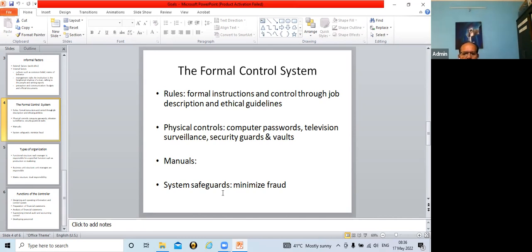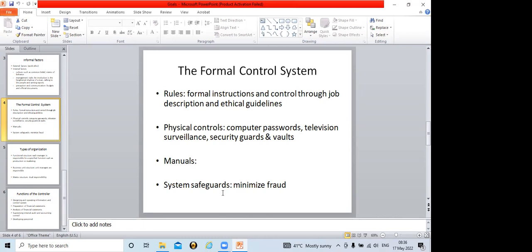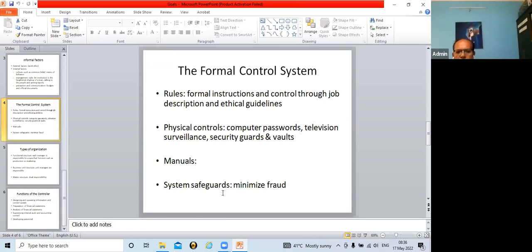Are you getting my example about formal control system? Yes, sir. So this is all about goal concurrence. The company should prepare this kind of system, and this system should be known to their customers and their employees, and only then there will be goal concurrence. May I go to the next slide? Yes, sir.